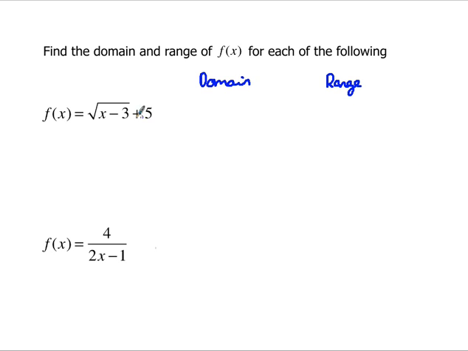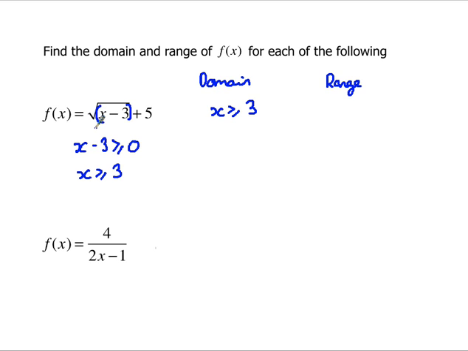So here we've got a similar kind of question. We've got a function of x, but here we've got a square root in the function. So if we are going to think about the domain, we need to think about the fact that you can only square root positive numbers. So this term here, the x minus 3, can't give us a negative value. So x minus 3 has to be bigger than or equal to 0, in which case x has to be bigger than or equal to 3. So that's the domain.